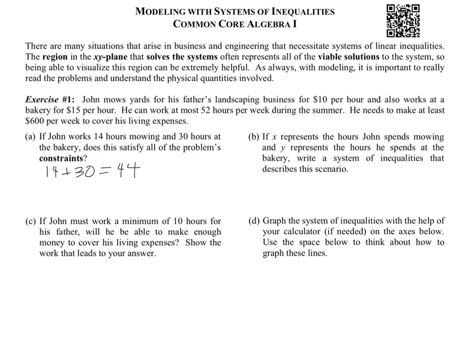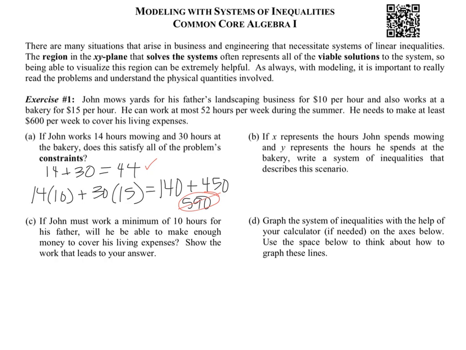So if he works 14 hours mowing lawns, he can make $10 per hour. And if he works 30 hours at the bakery where he makes $15 per hour, 14 times 10 is 140. 30 times 15 is 450. If I add that together, I get 590. So yes, it definitely is less than 52 hours, but no, the 590 is not at least $600.